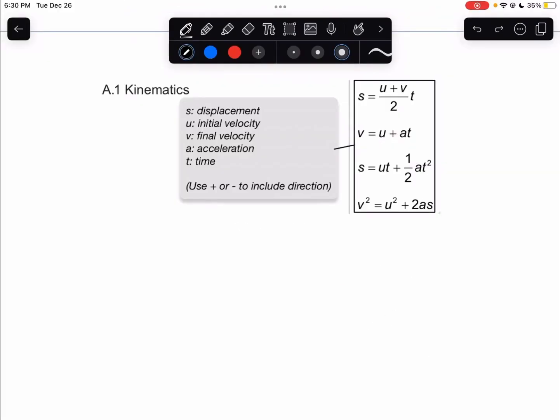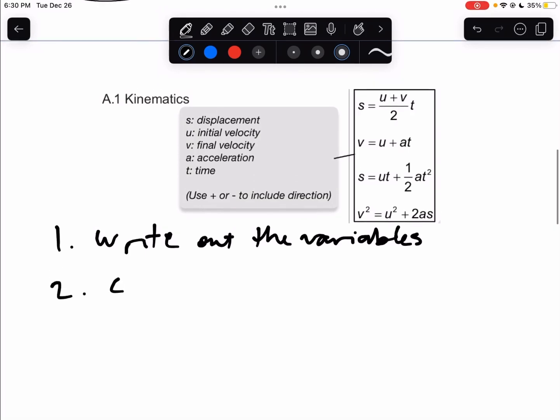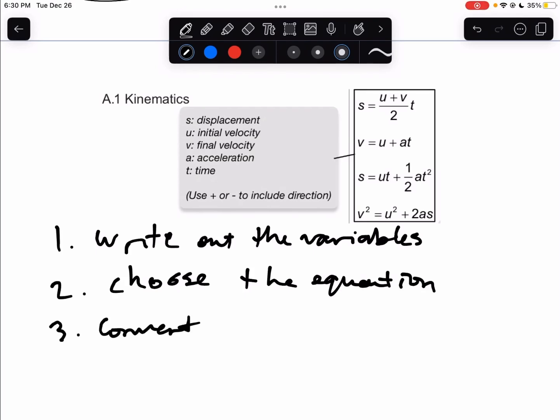Now, how do you use these formulas, you may ask? Well, first, you should write out the variables that are given, both the known and unknown, and use the context of the question to deduce any quantities that aren't explicitly given. 2, choose the proper equation, which contains the quantities that you have listed. And then 3, convert the quantities to the standard units, and then insert them into the equation.